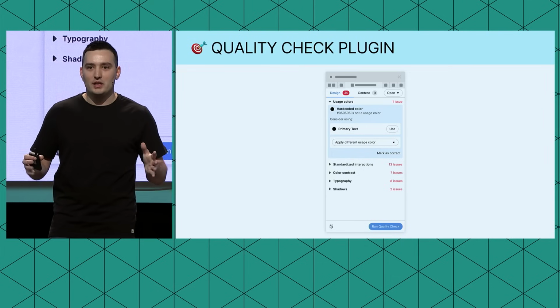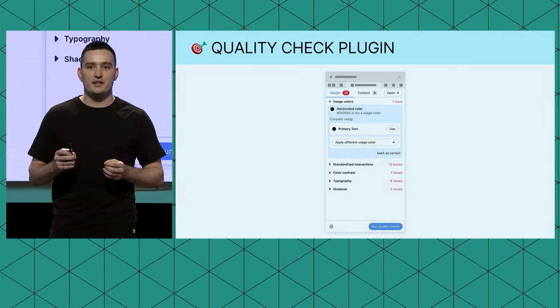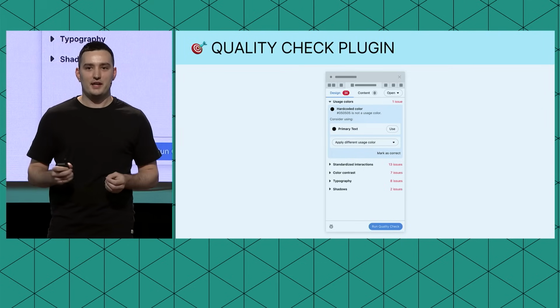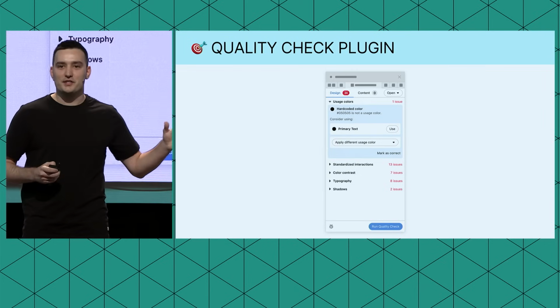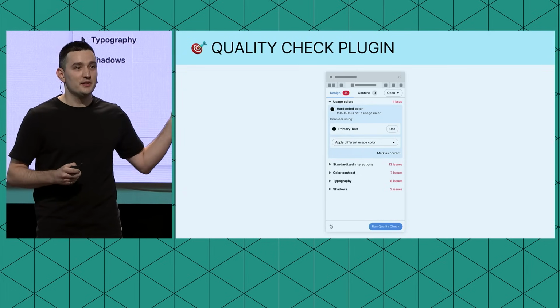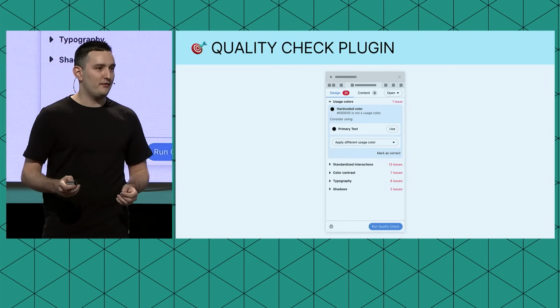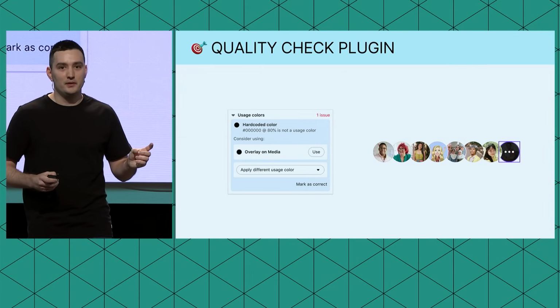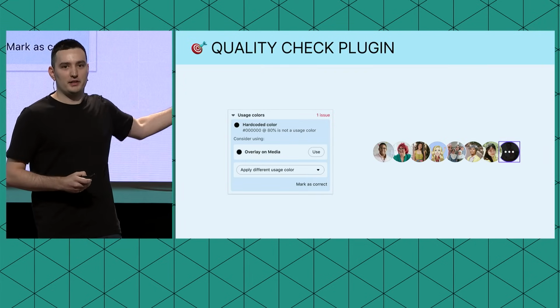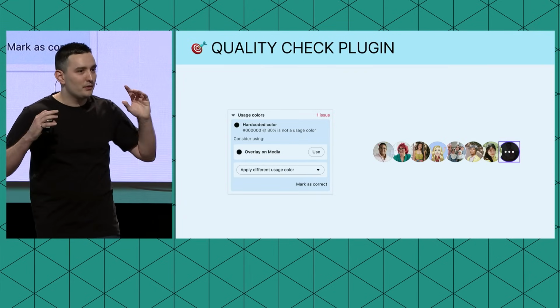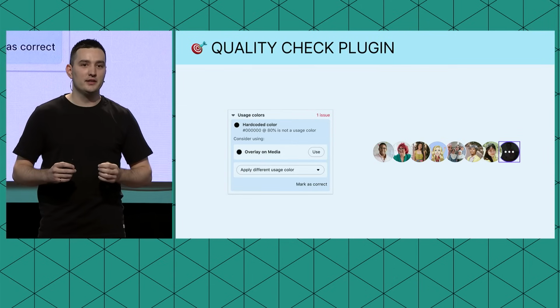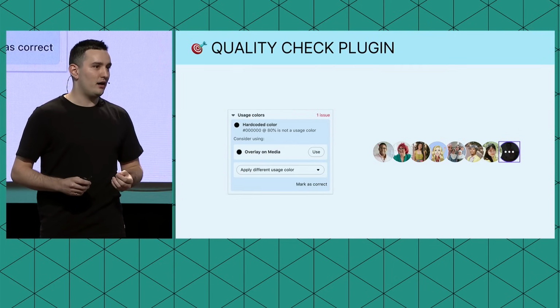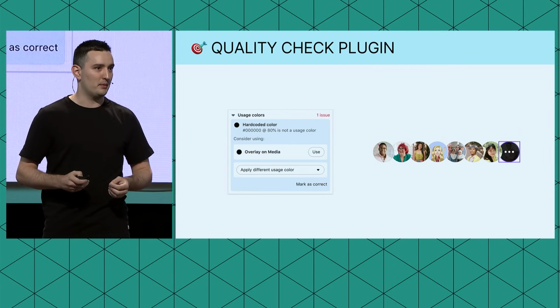The quality check plugin automatically checks your designs for things that do not meet Meta standards. It alerts designers that issues have been found and provides recommendations for how to fix them. So in this example, a designer accidentally hard-coded a color. And even though the color visibly looks correct, an engineer cannot easily build off the design spec, which slows down the development process.